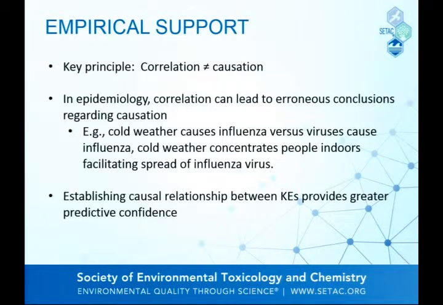So if we have a correlation, we know that correlation is not causation. We could come up with some incorrect associations based on simple correlation. There are classic examples, like we might conclude that cold temperatures cause the influenza because when it gets cold, people congregate indoors and virus transfers easier and influenza is propagated. So really the cause of influenza is the virus, not the temperatures, but there's an association there. So again, establishing a causal relationship between the key events really provides us greater predictive confidence.